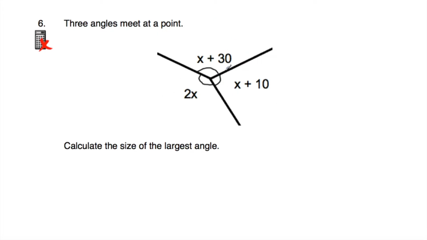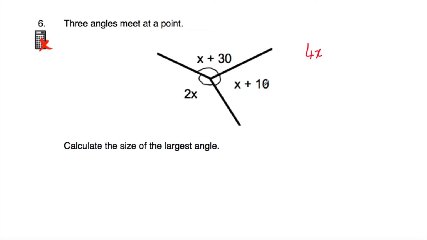So let's form and solve an equation to begin with, because we know that these 3 angles, if we add them together, they'll be equal to 360 degrees because they meet at a point. So that means they'd add together to be 360 degrees. So let's add together the algebraic expressions to begin with. So let's start off by adding up the x's. 2x plus x, that's 3x, plus another x is 4x, so we've got 4x.